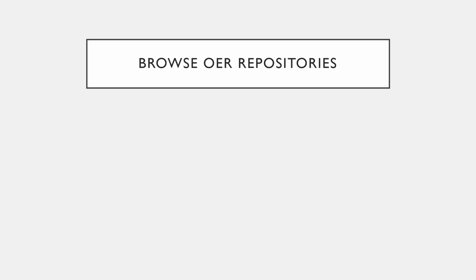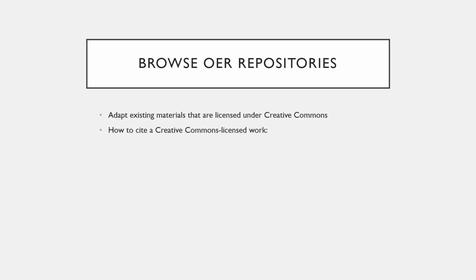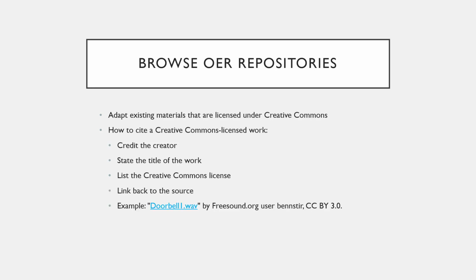All right, I encourage you to browse OER repositories. These are repositories where there's tons of free content for teaching licensed under Creative Commons. If you want to reuse something that's licensed under Creative Commons, there are 4 simple steps. You just have to credit the creator, state the title of the work, list the license, and link back to the source. So here's an example.